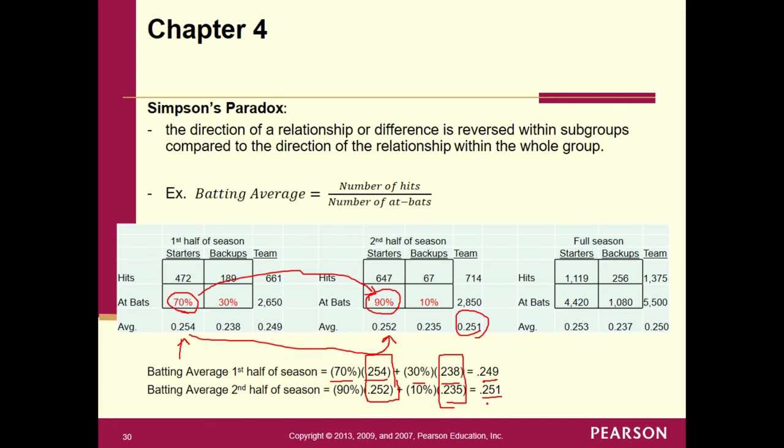That would be an example of Simpson's paradox. What happened here is that you had differences in total sample size between two groups as you went through the season. So the direction of the relationship or difference is reversed within subgroups. What happened in the subgroups? It went down. But the direction within the total group actually went up. Simpson's paradox. All right, well, thank you for your time.